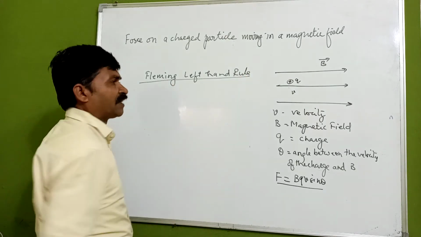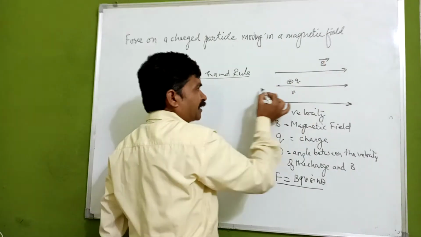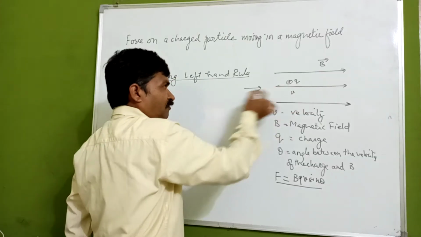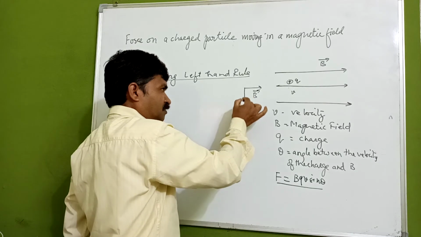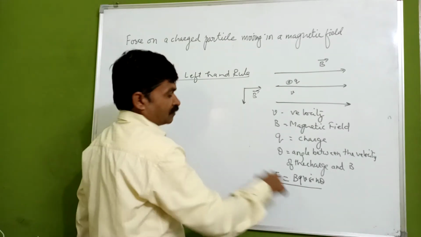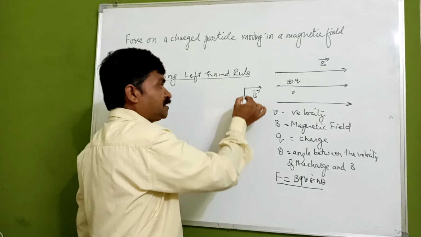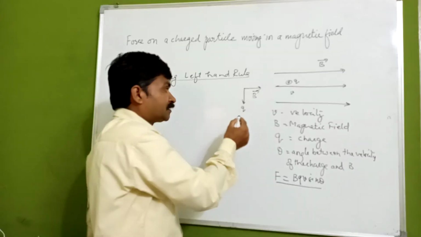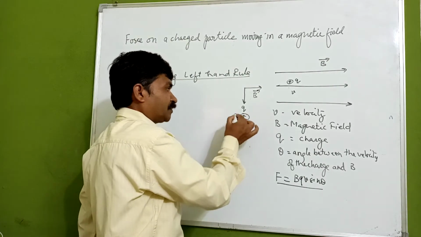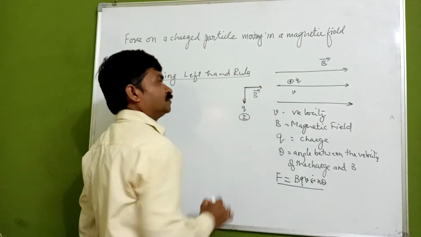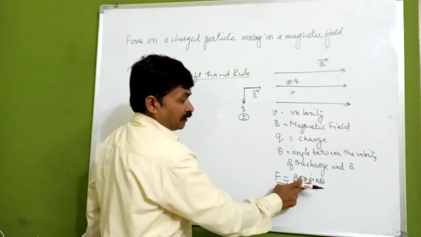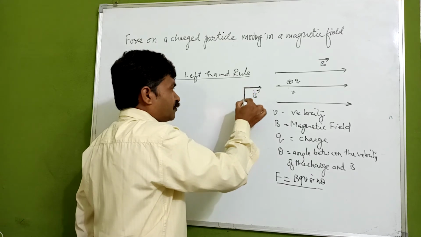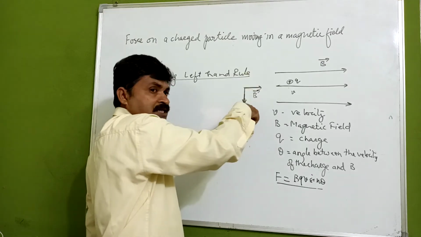Now if we go through Fleming's left hand rule, see here the magnetic field is like this. And if we assume the charged particle is moving like this, this is the charged particle. If the charge is moving in this direction, then definitely there will be a flow of current. So we can say the current is flowing in this direction, in the direction of the velocity component of the charge.